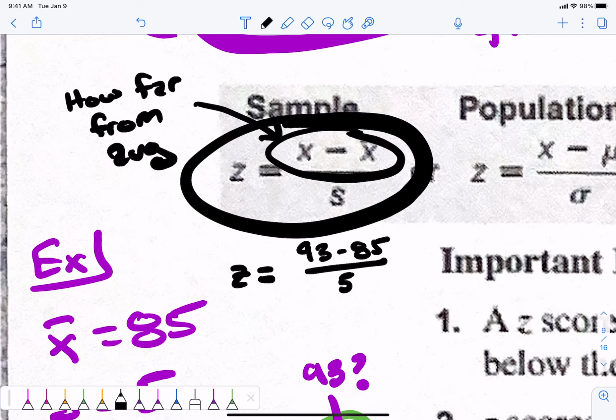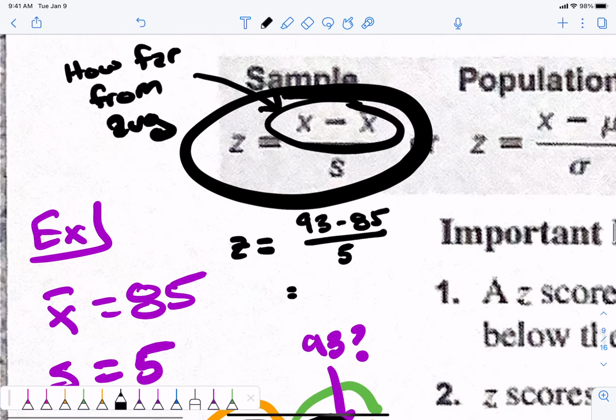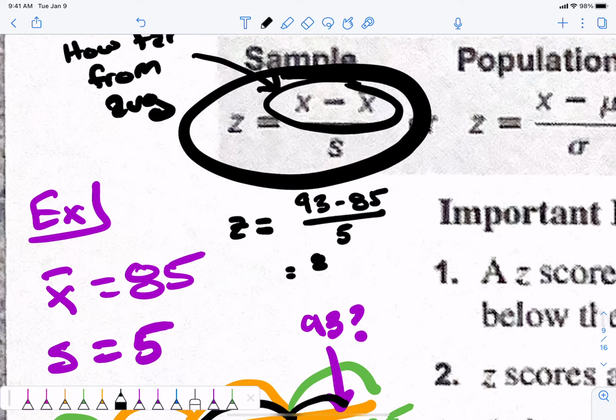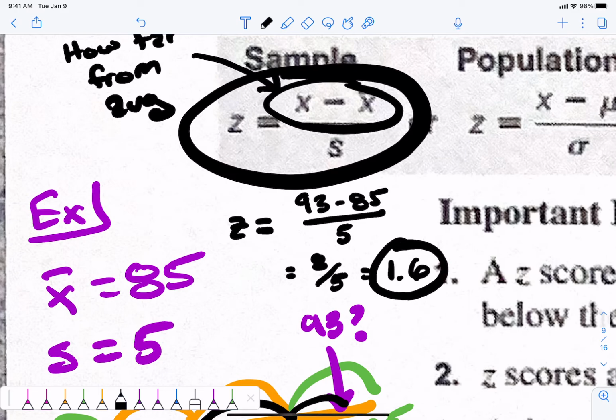So 93 minus 85, that tells me how far above average we are, right? What will that be? Like 8? 93 minus 85 is 8? Yes. And if we divide that by 5, what's 8 divided by 5 as a decimal? 1 3/5, which is 1.6. His z-score is 1.6, and that's what we guessed, right? So all we're doing for z-score is how far are we away from average? Divide by the standard deviation. That tells you how many standard deviations you are away from average, right? That's what the z-score is.